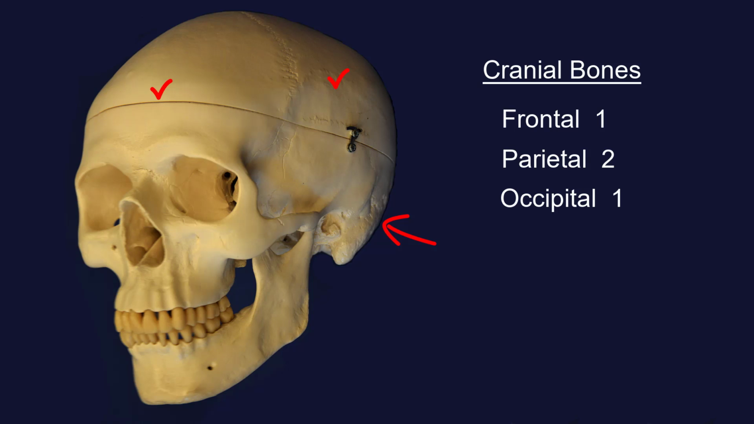Then we have the paired temporal bones, which are found on the sides of the head, in the location where you first see your hair turning gray, the first place where you start to see the passage of time, and temporal refers to the passage of time.